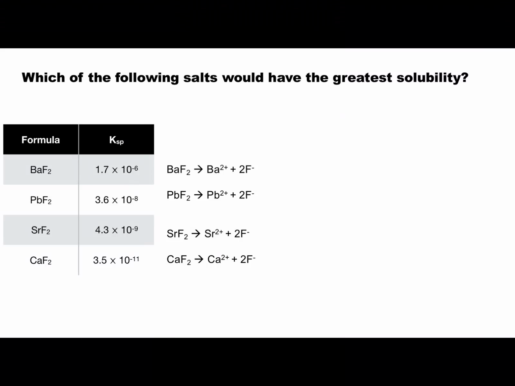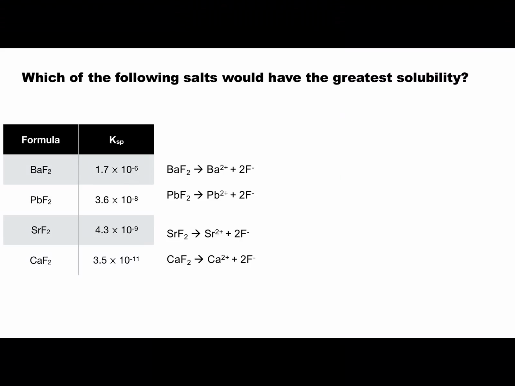Okay, class. So I received a few questions earlier this week on how to calculate the solubility of a salt. These questions came from number 8 and number 9 in the homework. So if you still need help with calculating solubility or determining solubility of a salt, this is what this video is for. For question 8, it asks, which of the following salts would have the greatest solubility?